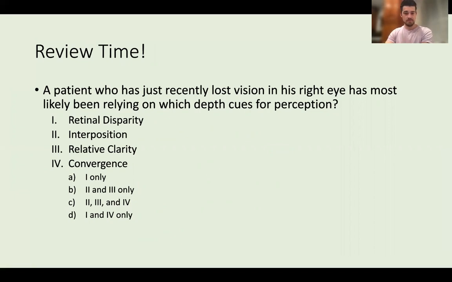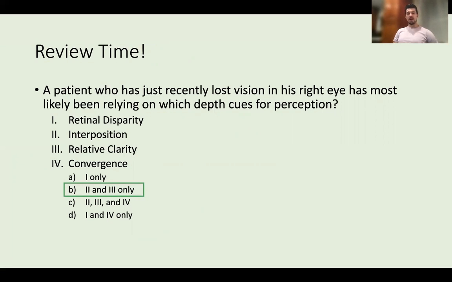Okay, let's review. A patient who has just recently lost vision in his right eye has most likely been relying on which depth cues for perception? We have Roman numeral 1, which is retinal disparity, 2 is interposition, 3 is relative clarity, and 4 is convergence. The answer is B, which is 2 and 3 only. This was pretty much a basic comprehension question. You just have to know the definitions of these four.